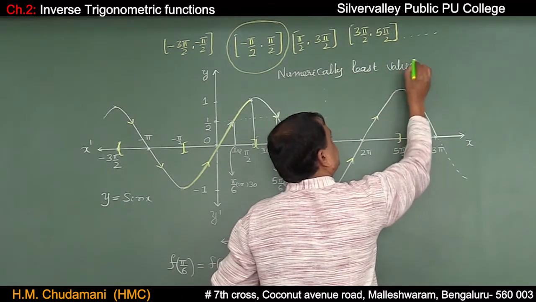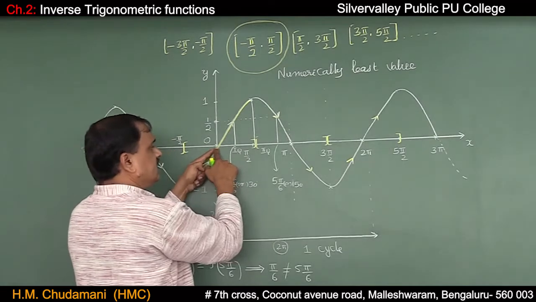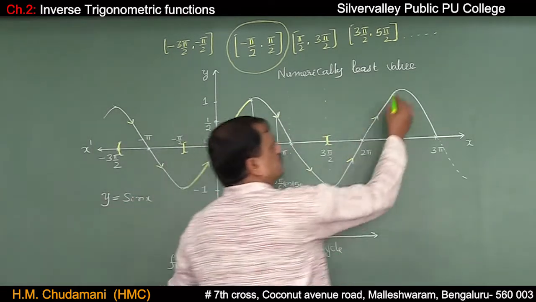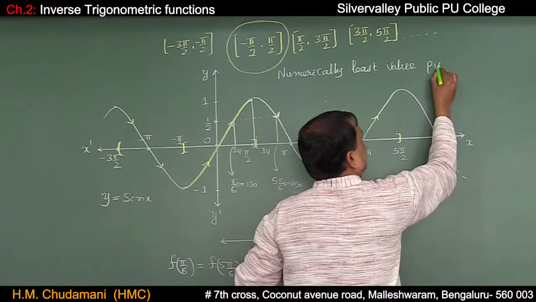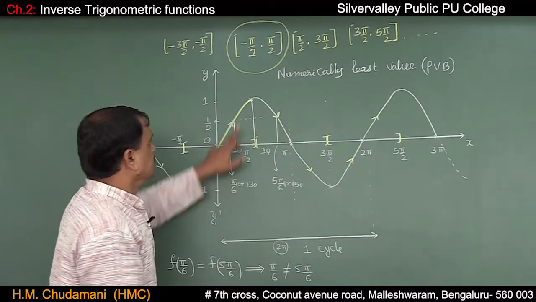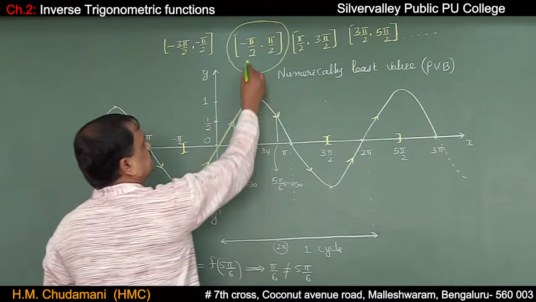This is considered as in and around origin. Numerically, least value in and around origin is called principal value branch. Principal value branch: minus pi by 2 to plus pi by 2.